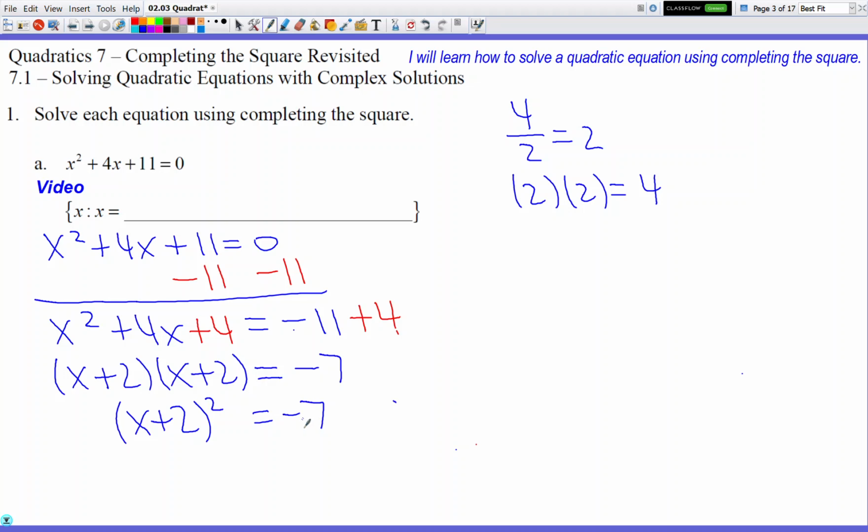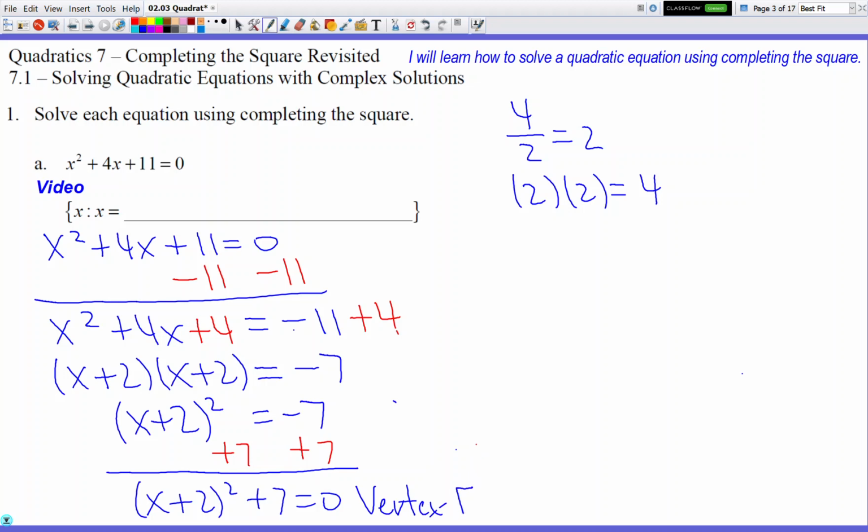But usually the k value doesn't sit on the other side of an equal sign. So how do I get this negative 7 to go back on the left? Well, you're gonna add 7 on both sides. And when you do that, vertex form now makes its appearance. Okay, so we're going to have (x + 2) quantity squared plus 7 equals 0. And this is called vertex form.